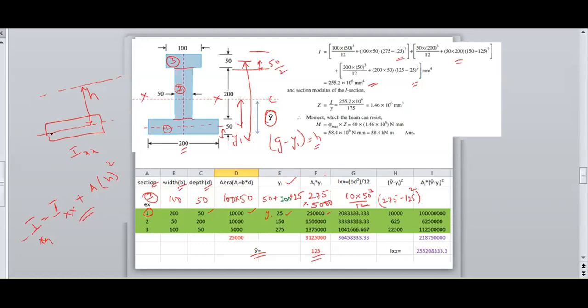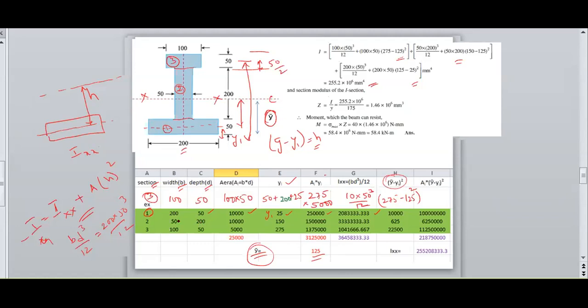Next, for this, the equation is BD cube by 12. Here B is 200 and D is 50. So 200 into 50 cube by 12. This is the value I am getting. Next, I need to find out the y bar instead of substituting in this equation, so I need to complete all these values.